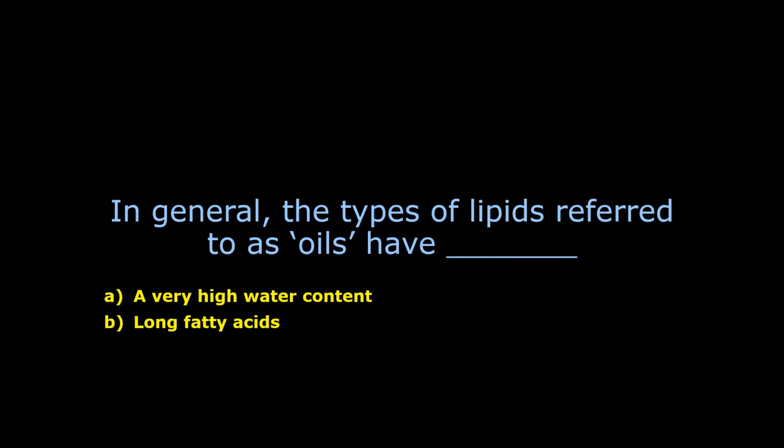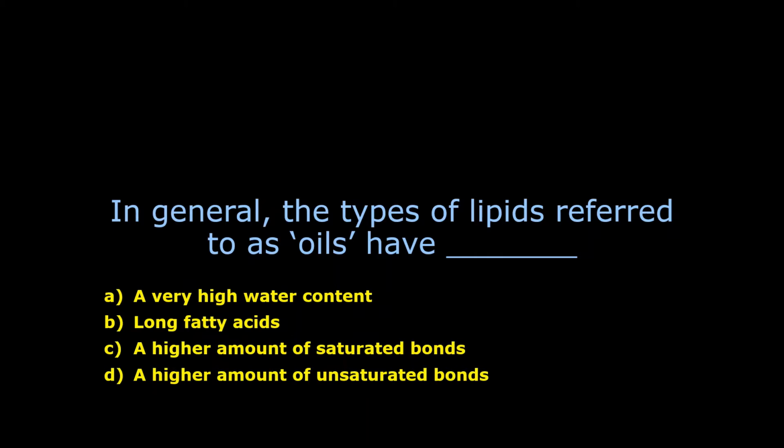Long fatty acids. They do, but I don't know if they're any longer than any normal other type of lipid, right? A higher amount of saturated bonds. No, they don't. They've got a higher amount of unsaturated bonds because they have floppy tails. I hope that's the last choice. Yep, a higher amount of unsaturated bonds. That gives more flexibility to the tails and the substances become more liquid.